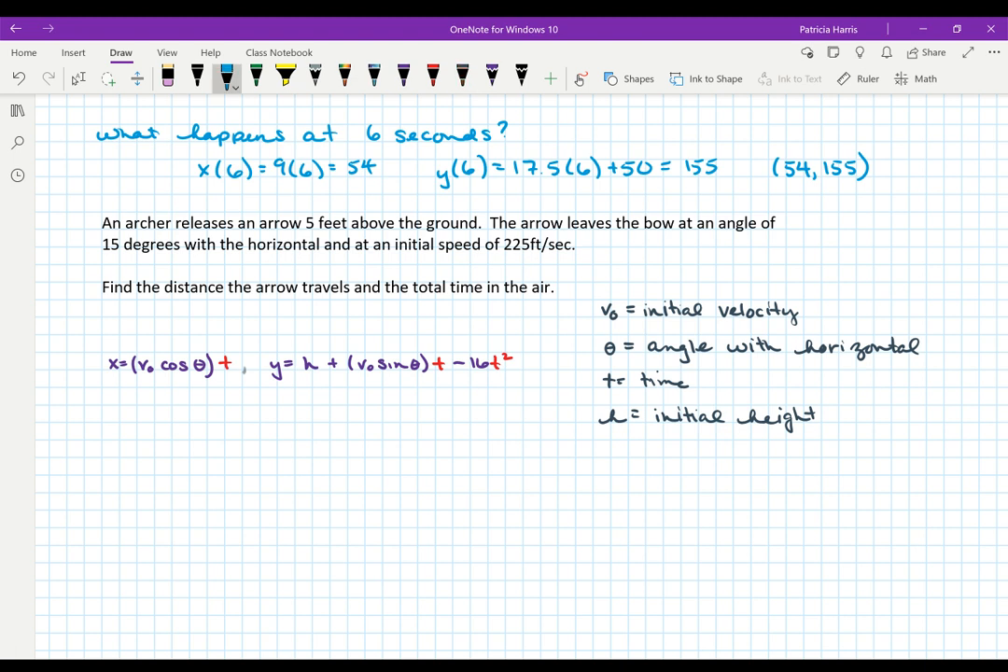Okay, so x is equal to, the initial velocity is 225 feet, cosine 15 degrees. Make sure you close your parentheses times the variable of t. Okay, now 225 cosine 15 degrees is a constant. Okay, it's not a variable, it's an actual number. I'm not going to ask you to figure out what that number is because we're going to let Desmos do it. Okay, and then y of t.